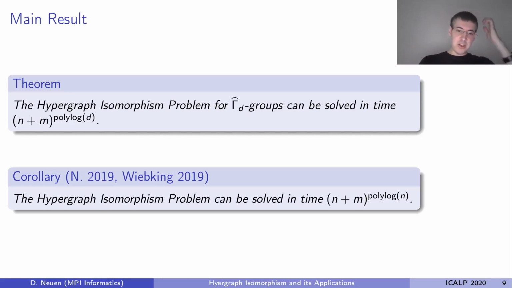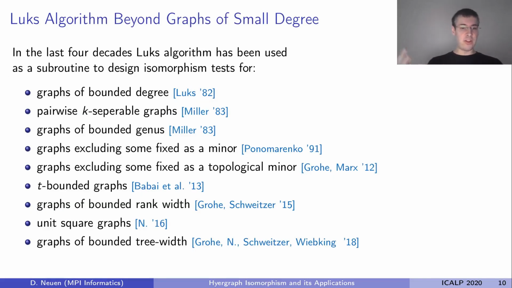Okay, so now let's look at some deeper applications of the main theorem here. Towards this end, the obvious thing to do is to look again at the list of applications, specifically a list of algorithms that use the hypergraph isomorphism for gamma D groups as a subroutine. Specifically, what I want to look at here is just one exemplary algorithm, which is Miller's algorithm that solves isomorphism for graphs of bounded genus in polynomial time, which in particular uses the hypergraph isomorphism as a subroutine.